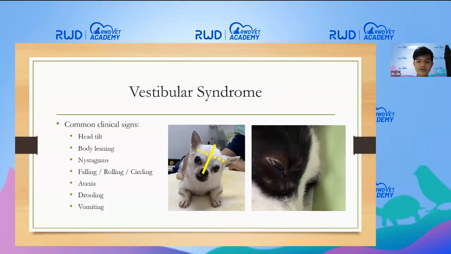The next one is general wobbliness or ataxia, often with the animal drifting to one side as it moves around and inducing falling, rolling, and circling. The balance center is very close to the area of the brain that controls vomiting. So animals with disturbance to the vestibular system may also feel nauseous, drool, or vomit often.